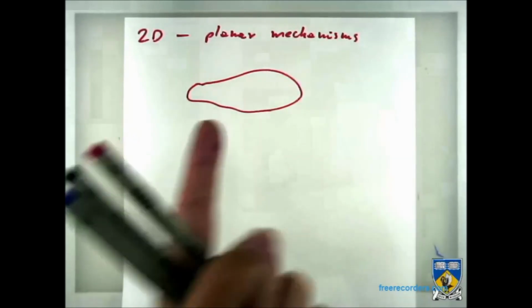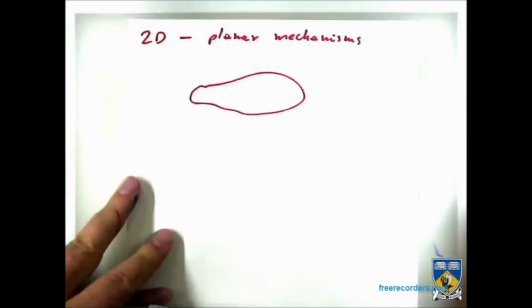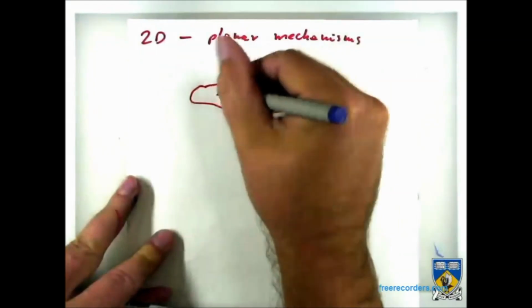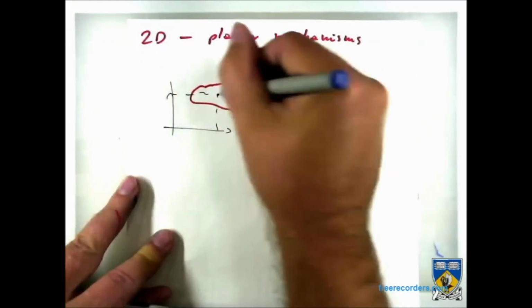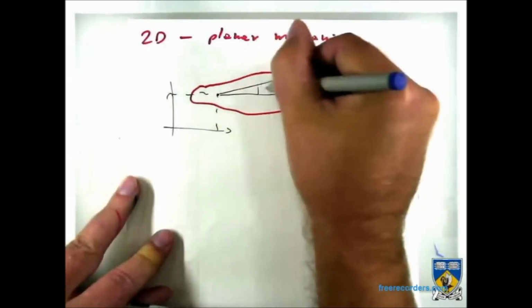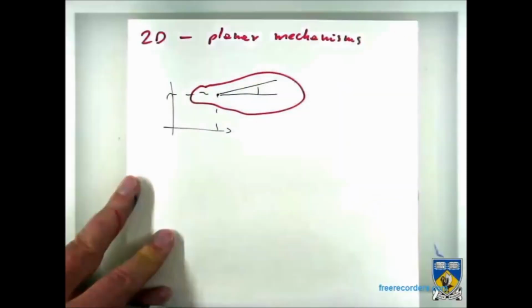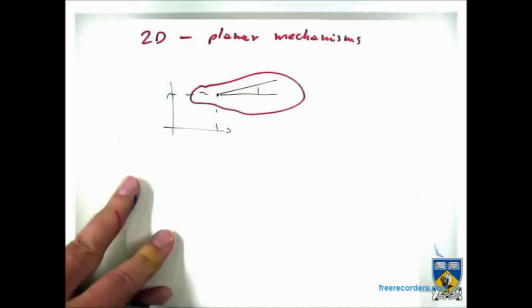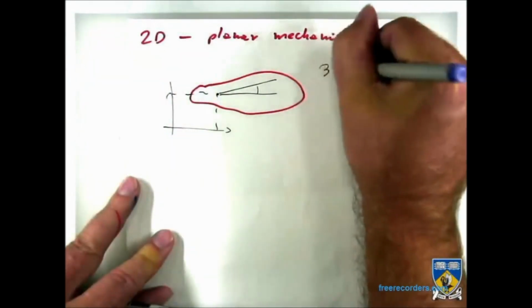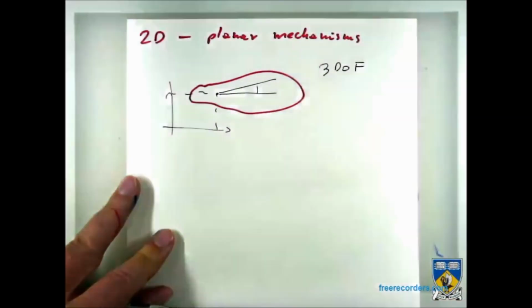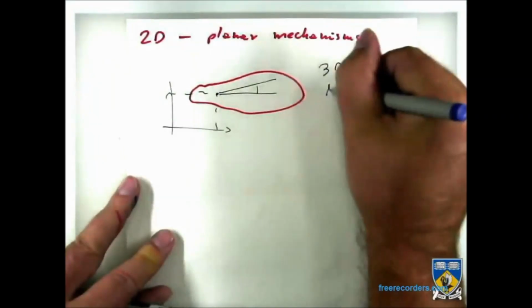Right? So you can, for example, describe the position of this point and the angle on some line on that body, right? So this is 3 degrees of freedom, or in the mechanism slang, mobility equal to 3, right?